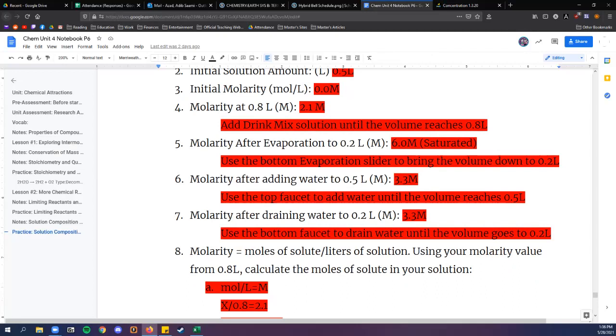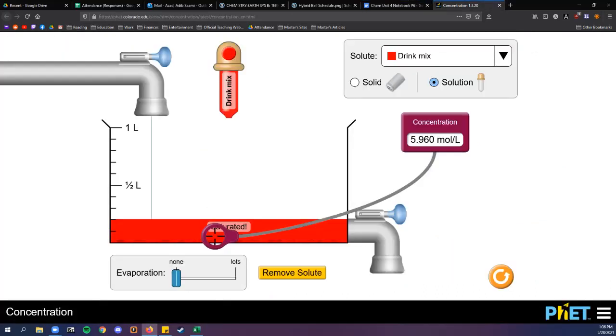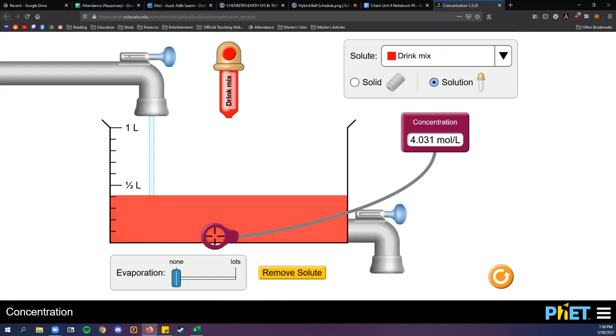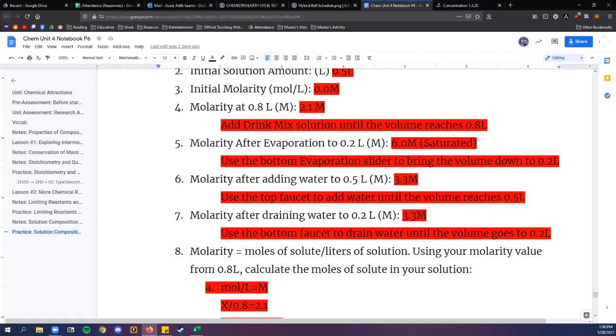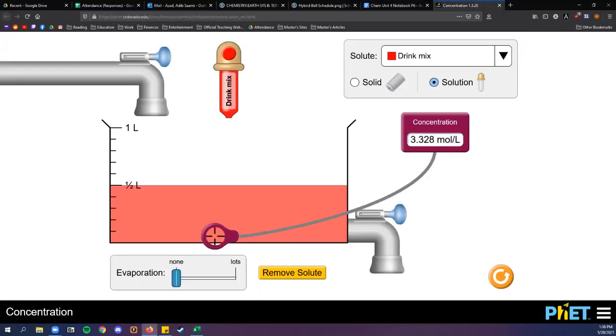Next up, we want to know the molarity after adding water to 0.5. So we're going to use the top faucet to add water until the volume reaches 0.5. So here it is, top faucet, 0.4, and 0.5, 3.3. Right, so 3.3. And then after draining the water to 0.2, we can just use the bottom faucet to drain it right back down to 0.2. Whoops, my bad. Did a little bit too much there.